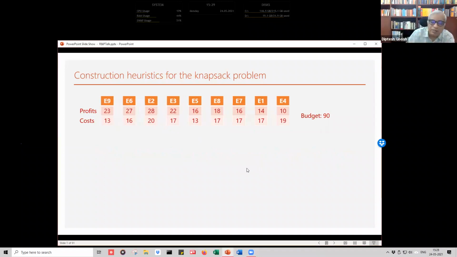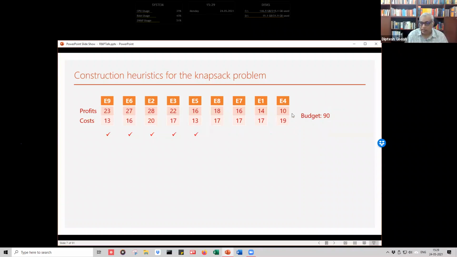So when I reorder the elements, this has the highest profit to weight ratio and this has the lowest profit to weight ratio. After this, what I would do is pick up element E9, which takes up 13 units of my budget. Then E6, I've used up a total of 29 units. Then I go here, here, here. And after this, you would find out that I only have 11 units of budget left over.